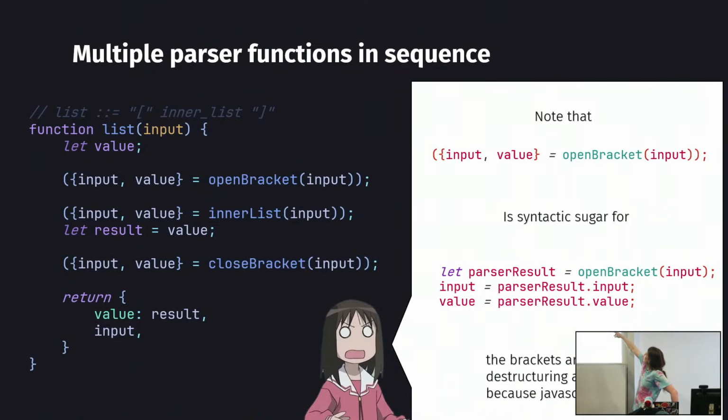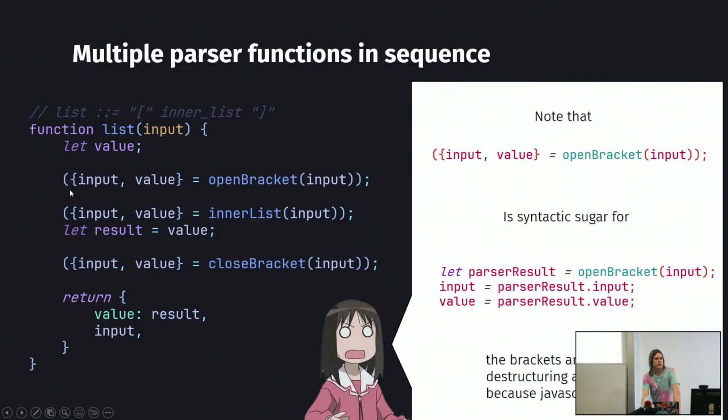Input, comma, value equals open bracket input. This is destructuring. JavaScript has destructuring. I didn't know this. I was blown away. It basically just means that we are parsing open bracket input and getting whatever it returns, setting this variable called input equal to that, and the variable called value equal to the value. It's basically just we're parsing, and then we're setting the input equal to whatever the parser didn't parse, and so through that we're able to chain them together like this.